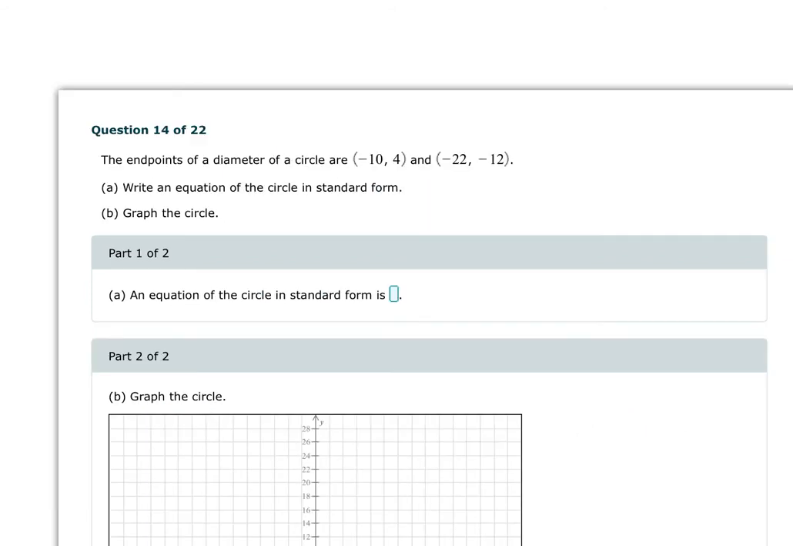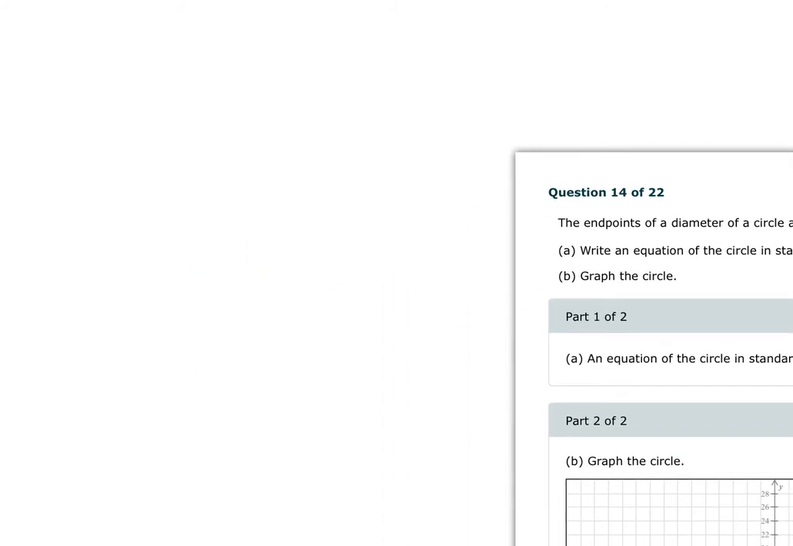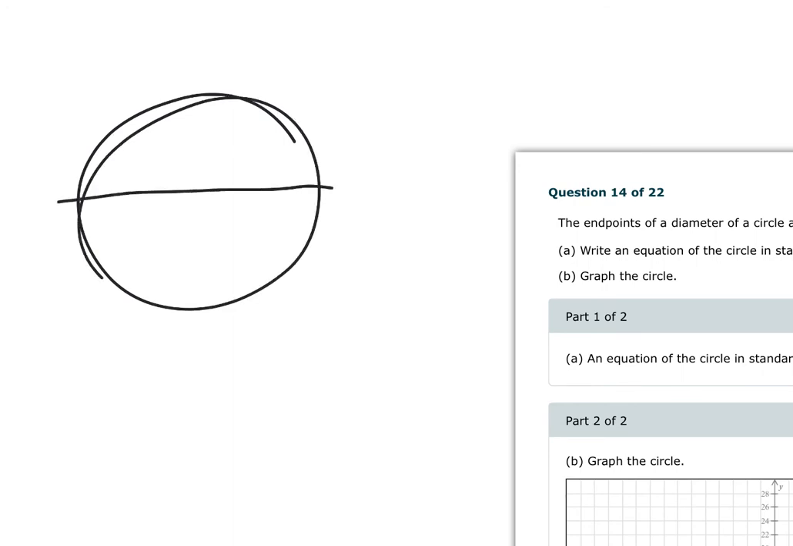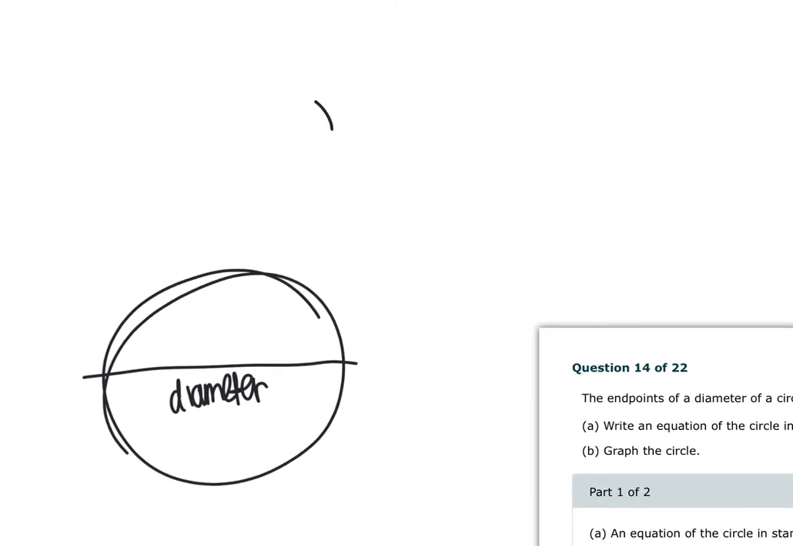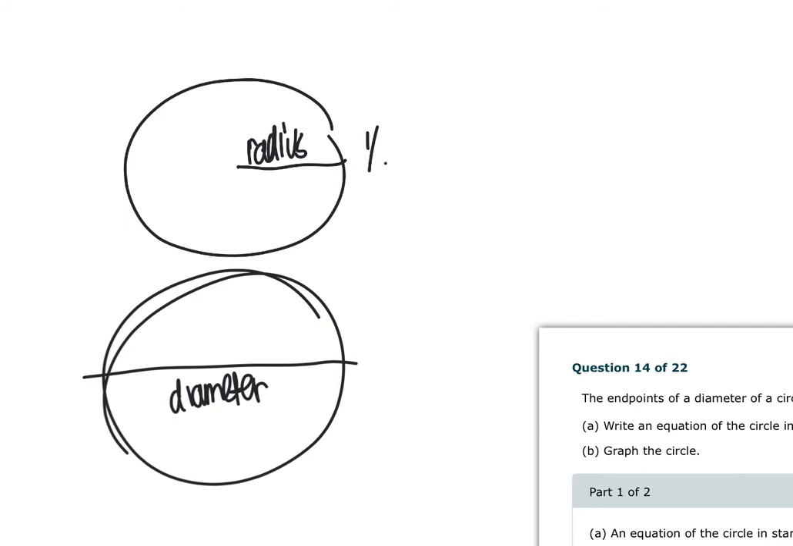So number 14, it is telling me that, well, really I'm going to have to write the equation of a circle, and then I'm going to have to graph it. But what it's telling me is that it's giving me the endpoints right here of a diameter. Now, I don't know what the length of it is, but I do know that the endpoints are given to me right here. And just know this, a diameter is that length across the middle of the circle. That's a diameter. A radius is half the diameter.